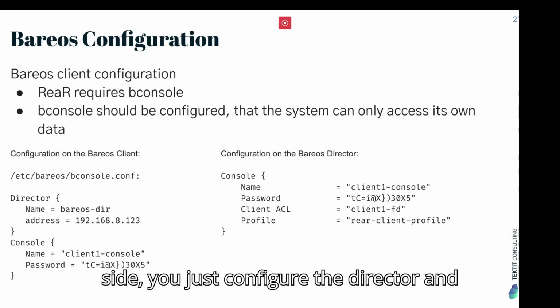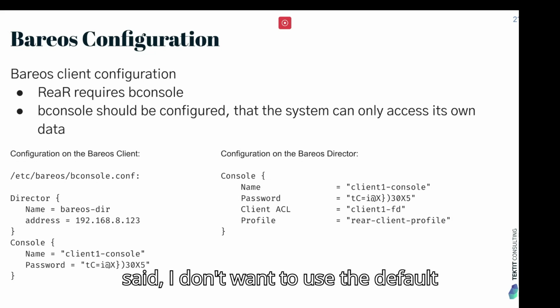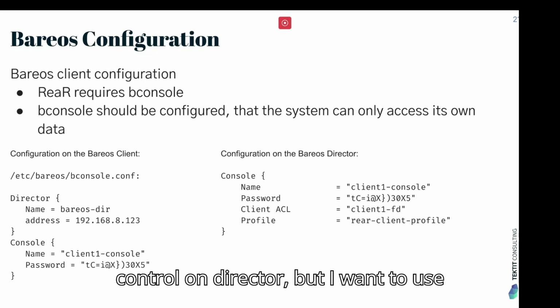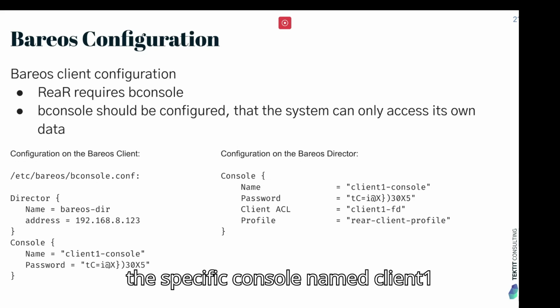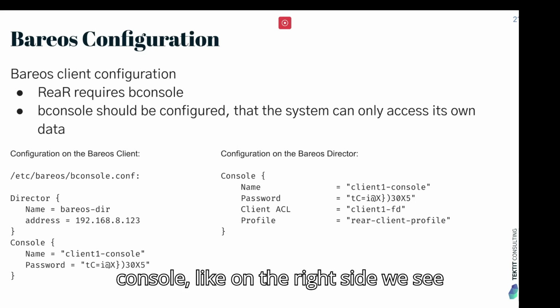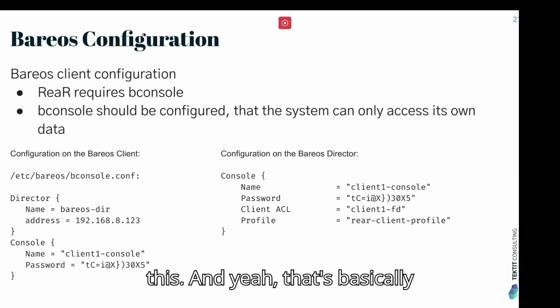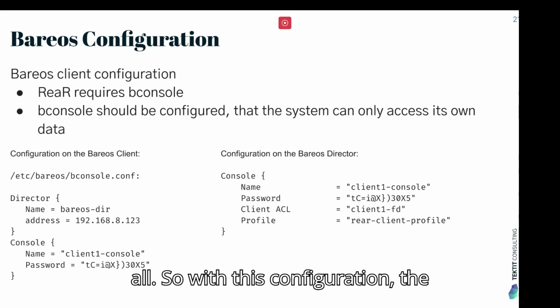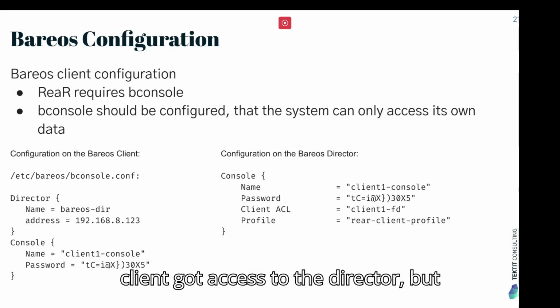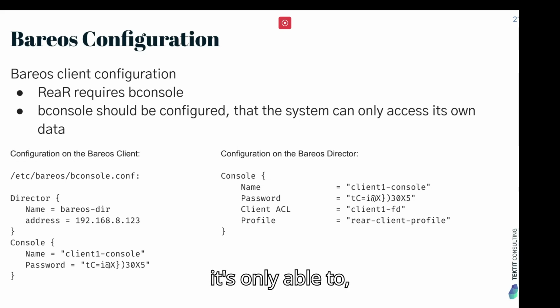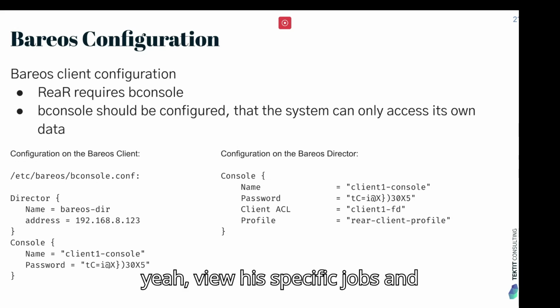And on the client side, you just configure the director and say, I don't want to use the default console on the director, but I want to use a specific console named client1 console, like on the right side you see this. And yeah, that's basically all. So with this configuration, the client got access to the director, but is only able to view its specific jobs and run the restore command.